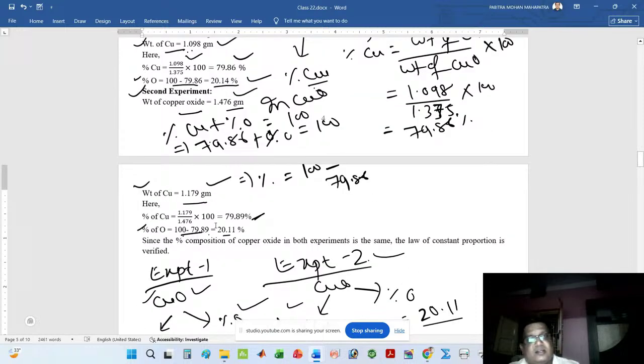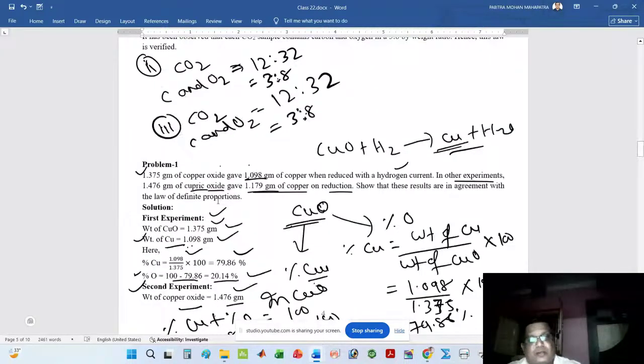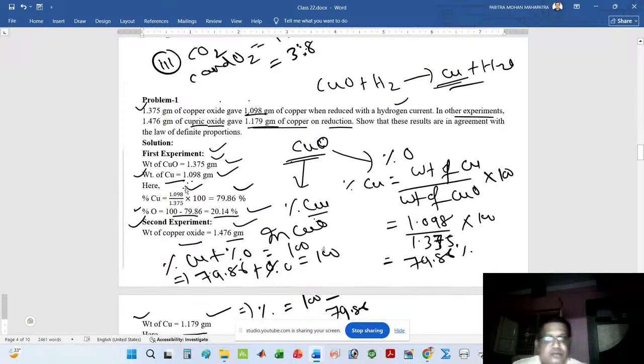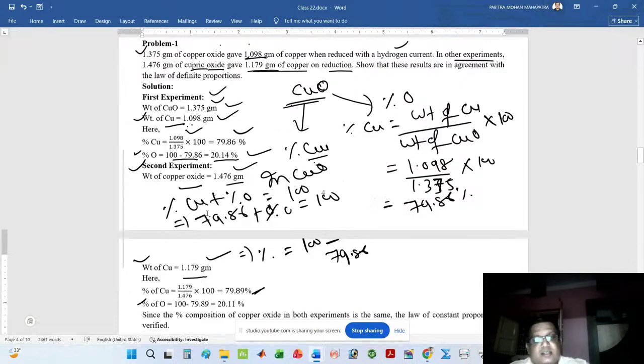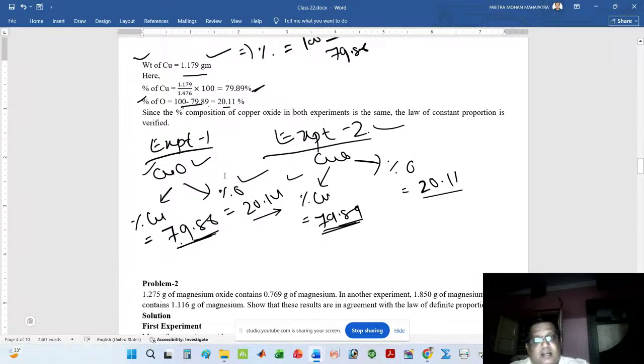Look at that. In problem number 1, there are two experiments. In the first experiment, copper oxide is used. In the second experiment, copper oxide is also used. The copper oxide used in the first experiment has the same composition as the copper oxide used in the second experiment. Since the composition of copper oxide is the same in both experiments, we can say that the law of constant proportion is verified.